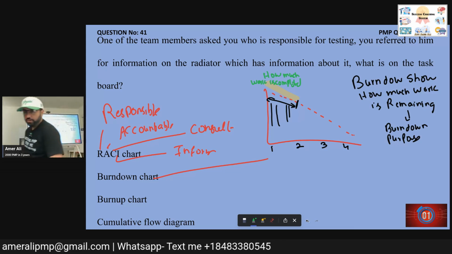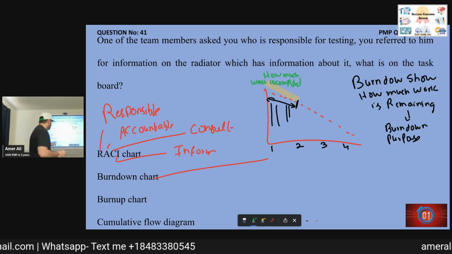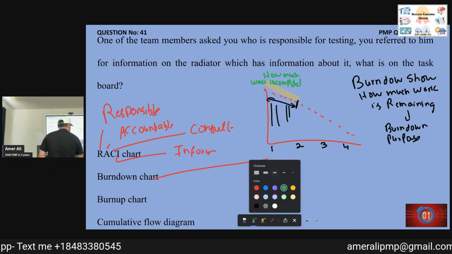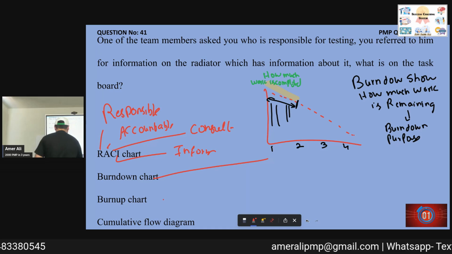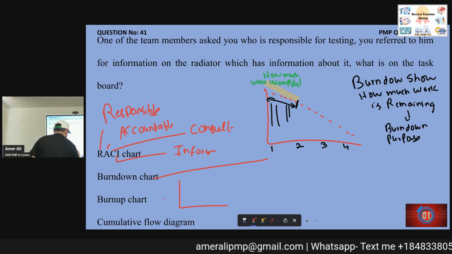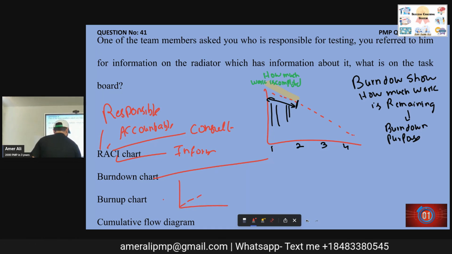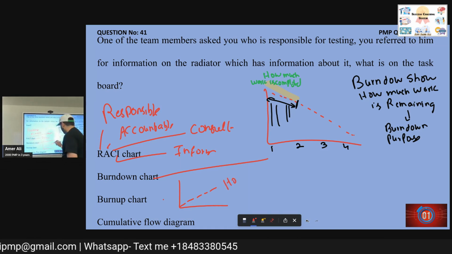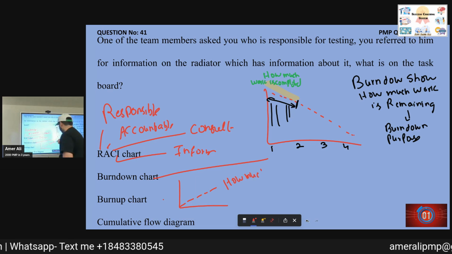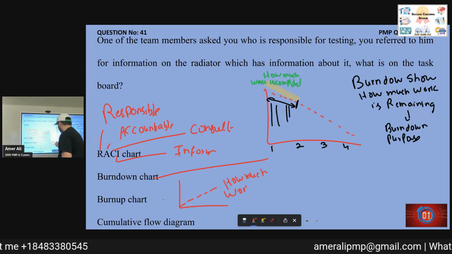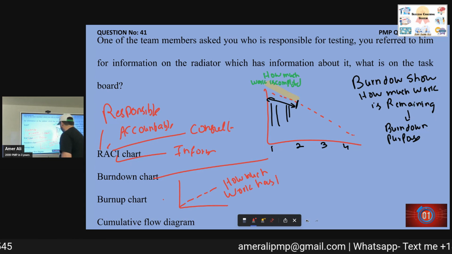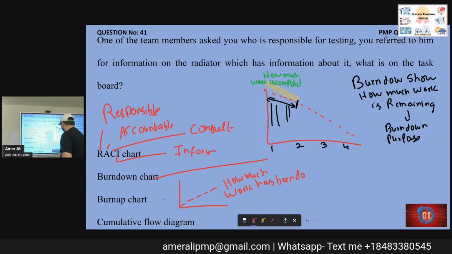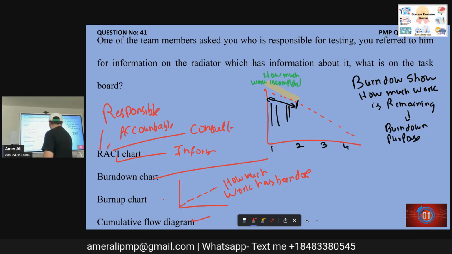Okay, let's go for the burn up chart. Now, burn up chart, if we look into that, is exactly the opposite of that. It shows how much work has been done. Okay, cumulative flow diagram.